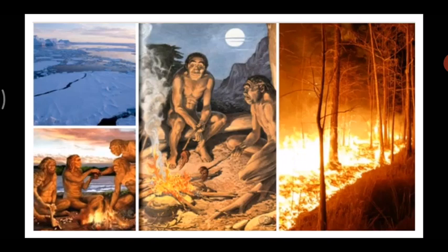He fetched burning branches of trees from wildfires. Okay, so they searched for burning branches of trees from wildfires and then they used that fire to protect themselves from the cold. They used that fire to protect themselves from the cold weather.